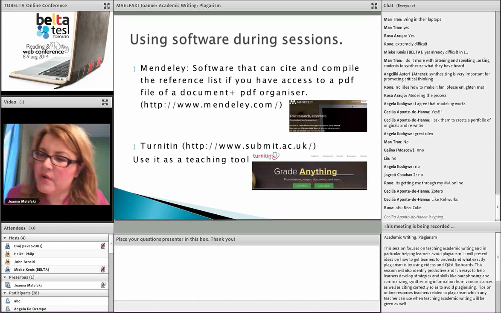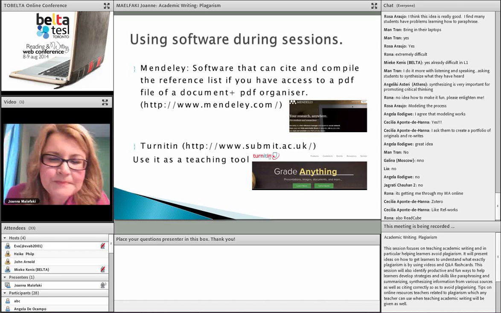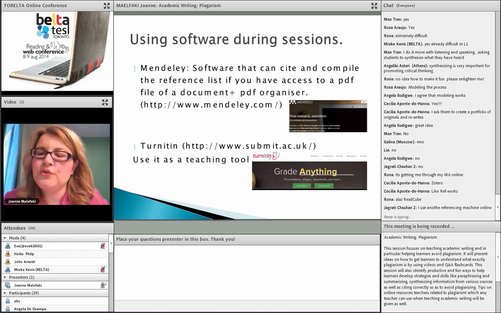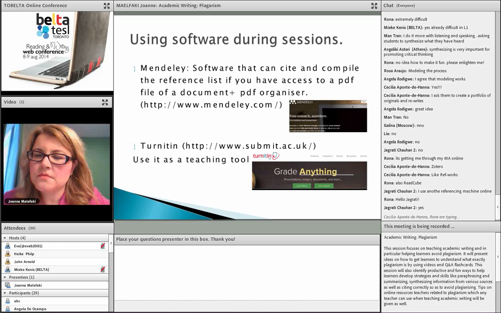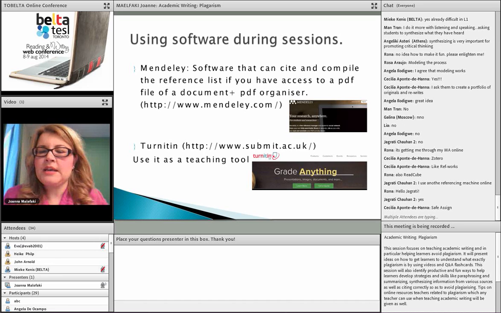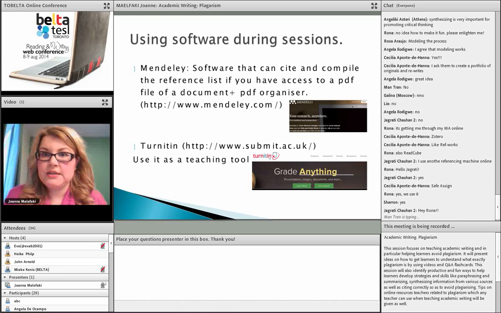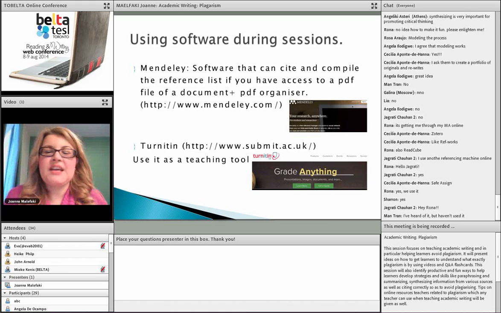Also ReadCube. Okay, I see some other types of software you could probably use. Thanks for that. And Turnitin as a learning tool. So I think it's better to use Turnitin with your learners when you have one-to-one tutorials. Have you used Turnitin? How many of you have used Turnitin? Yeah. So Turnitin is a place where you can upload your projects and then it detects plagiarism.